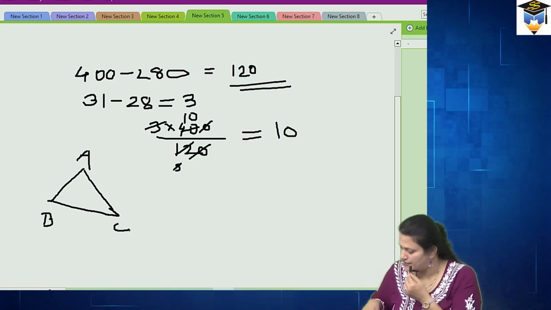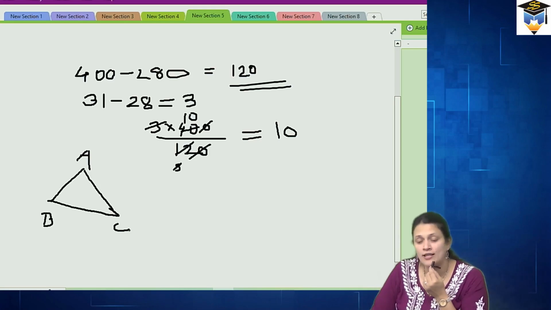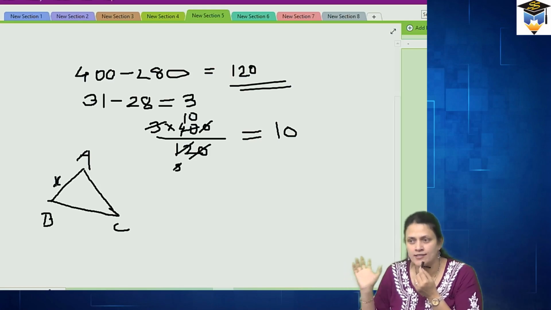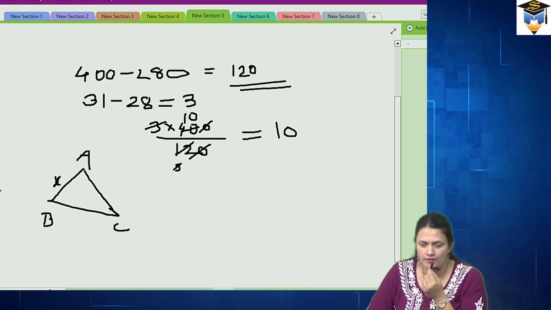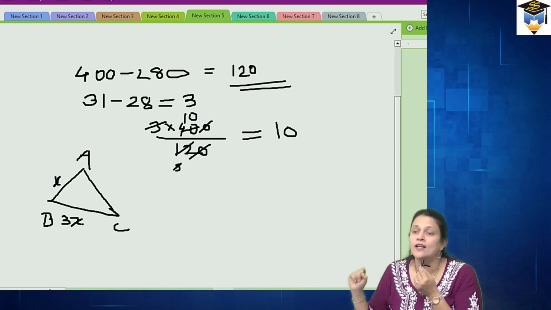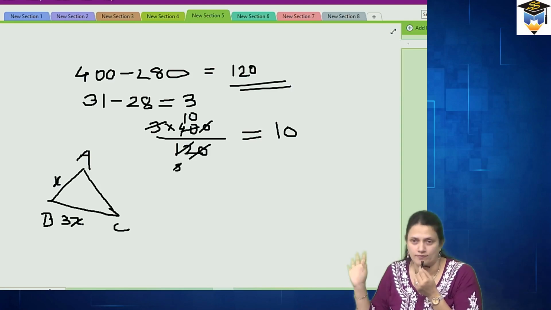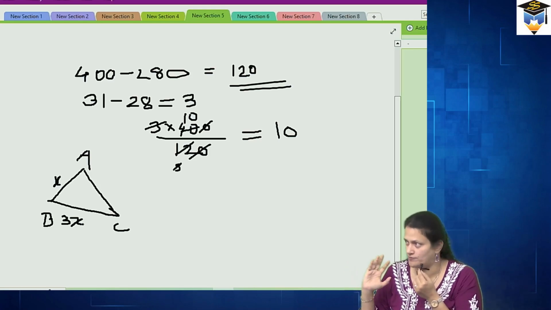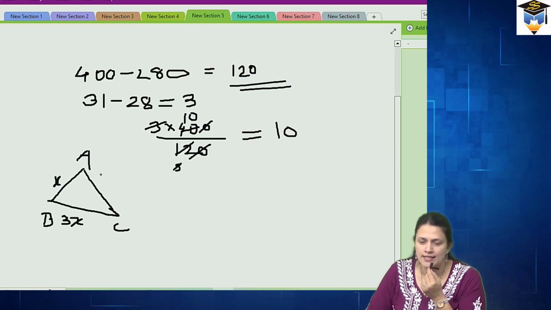Okay, if this is a triangle ABC, now let us say that the smallest side is x. So what can you say regarding the largest side? 3 times the smaller side that is given to us, so it is going to be 3x. And what about the third side? Largest side minus 4, or short of 4. So that is 3x minus 4.